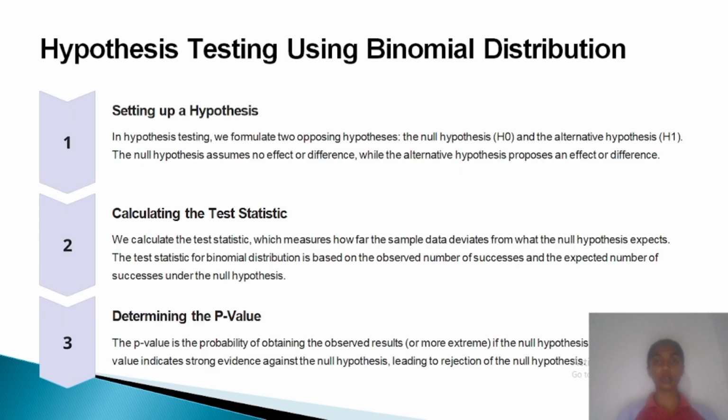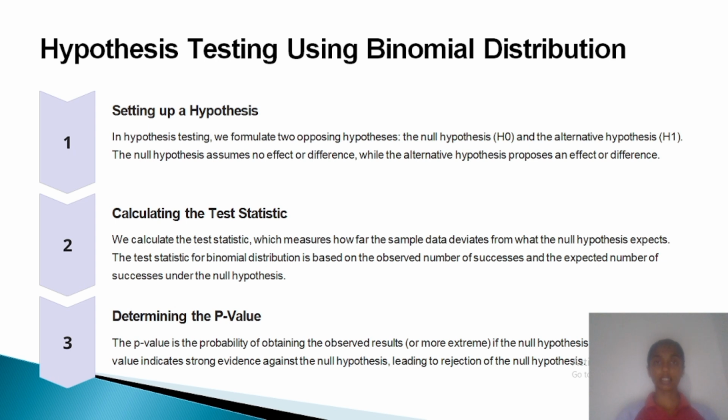Hypothesis testing using binomial distribution. Setting up a hypothesis. In hypothesis testing, we formulate two opposing hypotheses. The null hypothesis, which is indicated by H0, and the alternative hypothesis, which is indicated by H1. The null hypothesis assumes no effect or difference, while the alternative hypothesis proposes an effect or difference.